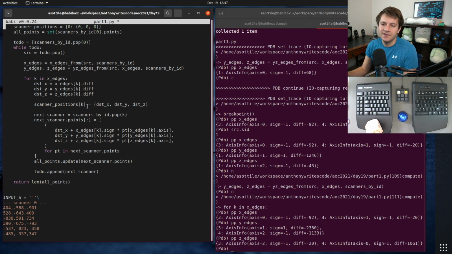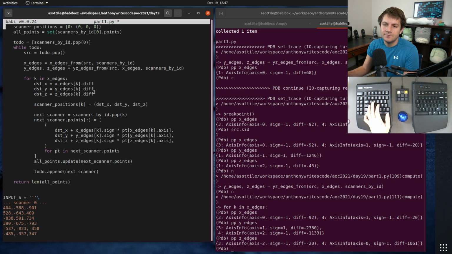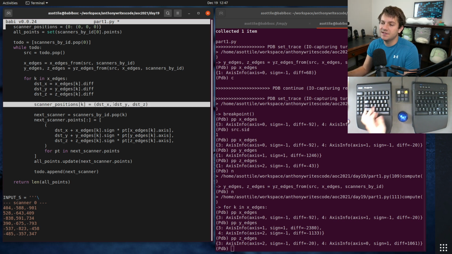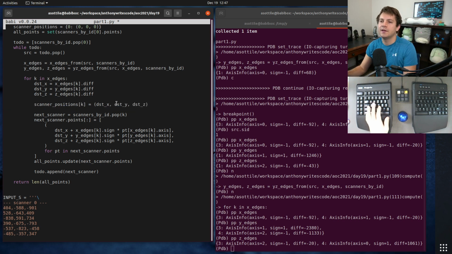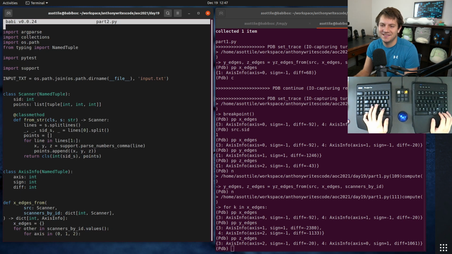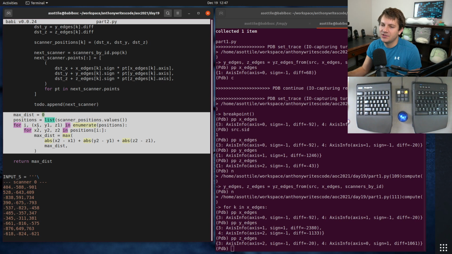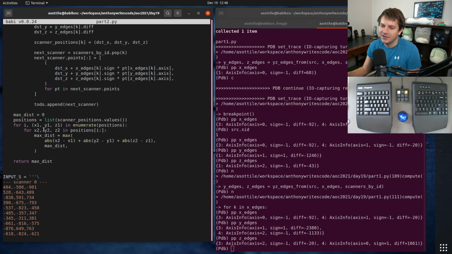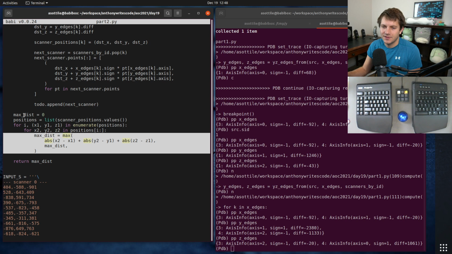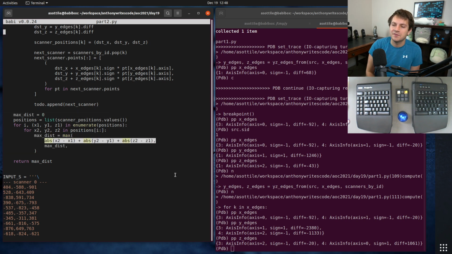Part 2, since we have recorded these scanner positions, which technically aren't needed for part 1, I could comment this out for part 1 and it would still work. Part 2 is to take all of the scanner positions and find the furthest apart ones. I don't remember what I changed, but we'll save it. That's basically the same algorithm we've seen a bunch of times, which is like take one point, compare it against every other point, and compute the max difference here. And we're using Manhattan distance, so it's just the absolute value difference of all of the points.